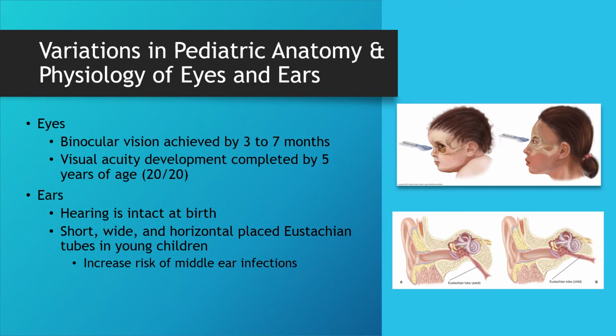So you can see in that picture below that adult ear and then that child's ear, and you can see how much shorter and more horizontal that eustachian tube is with that child's ear placement.